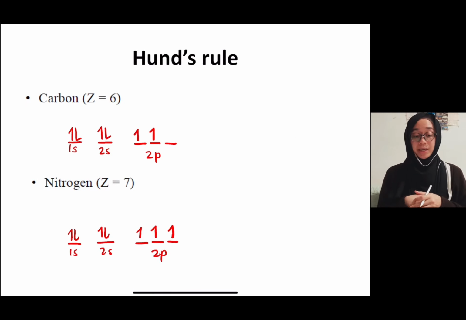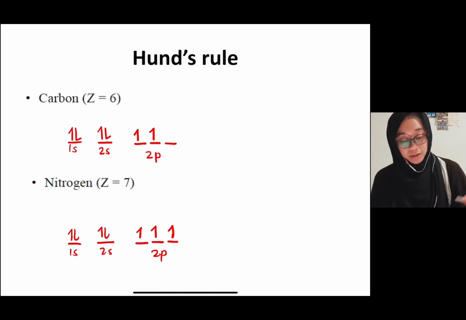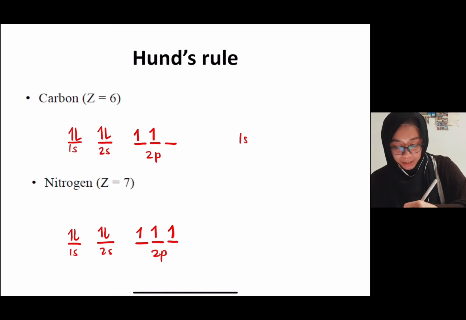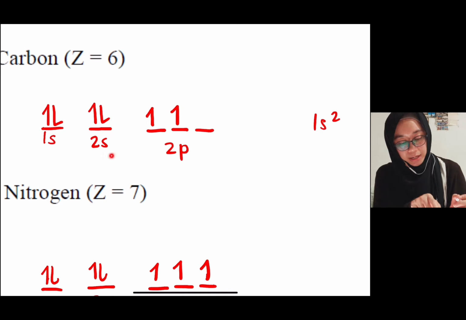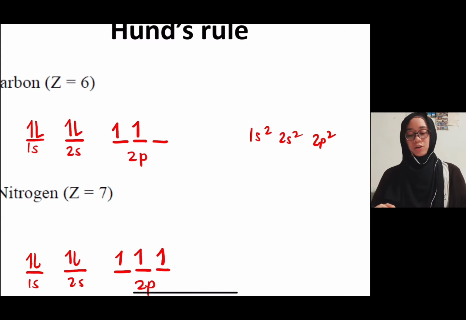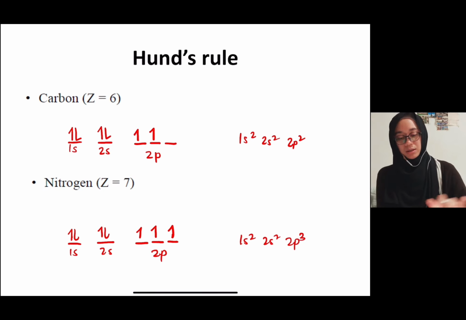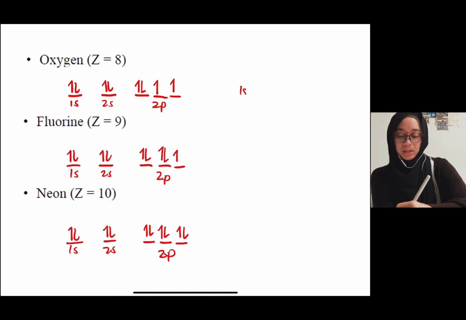Okay, so let's go back here. So for this one, if you were to write the SPDF notation, therefore dia akan jadi 1s2, and then kita punya carbon ada 2 elektron kan, so dia akan jadi 2s2, and then 2p kita pula ada 2 elektron. Okay, and then untuk nitrogen kita ada 1s2, 2s2, 2p3, and then oxygen 1s2, 2s2, 2p4.